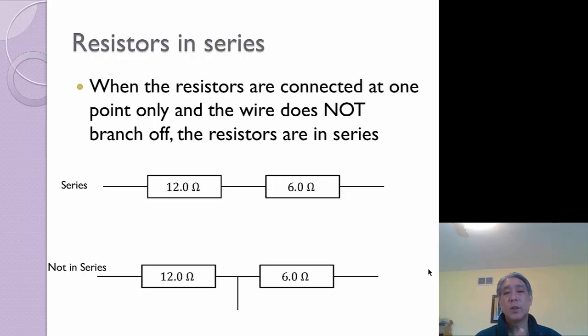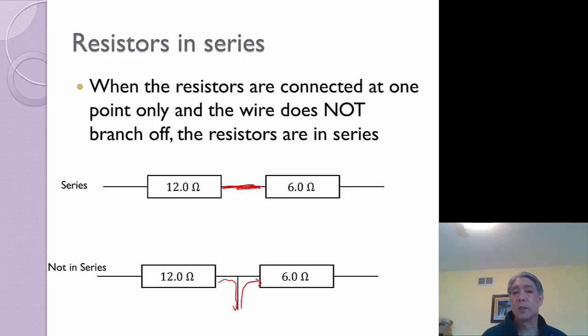So how do I know when my resistors are in series? Resistors are in series when they are connected at simply a single point. In this case, my single point is right here between the two. It's just a wire connecting them. So it's just this wire, and there are no turns or branches on that wire. In the picture on the bottom, an electron coming in could go this way, or maybe it goes this way.